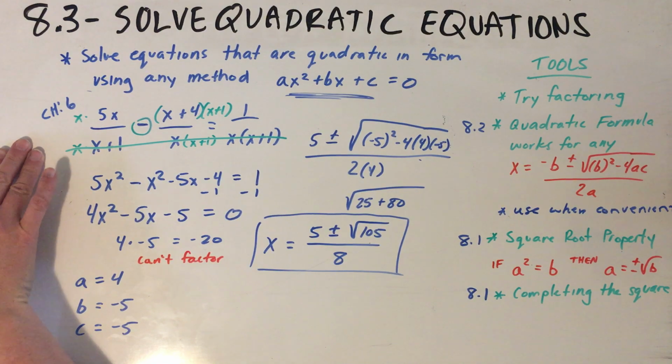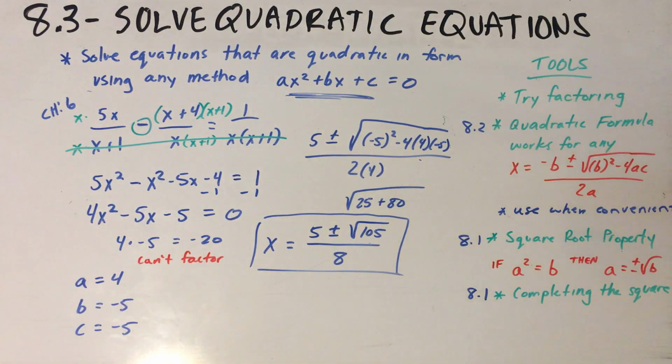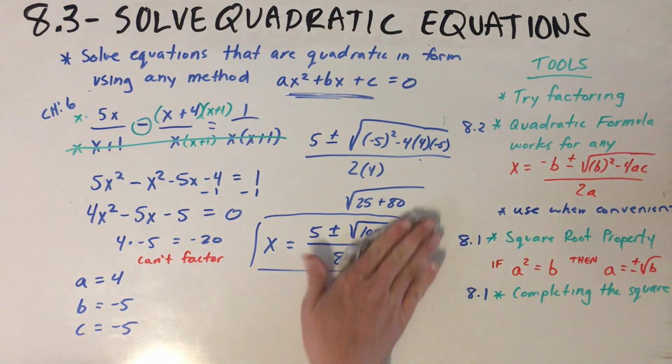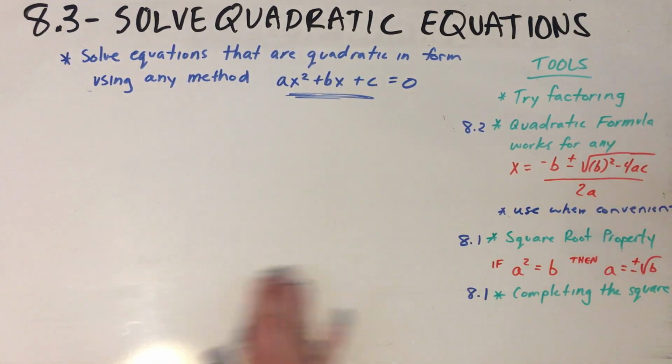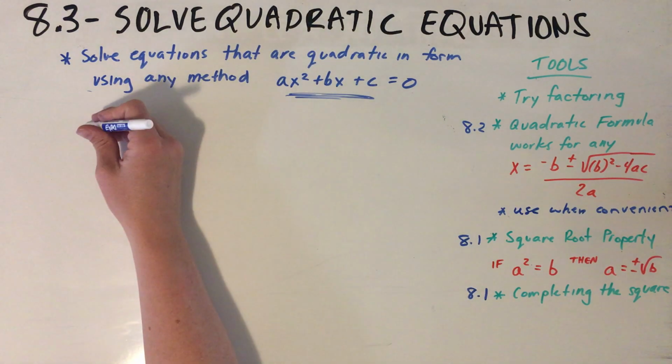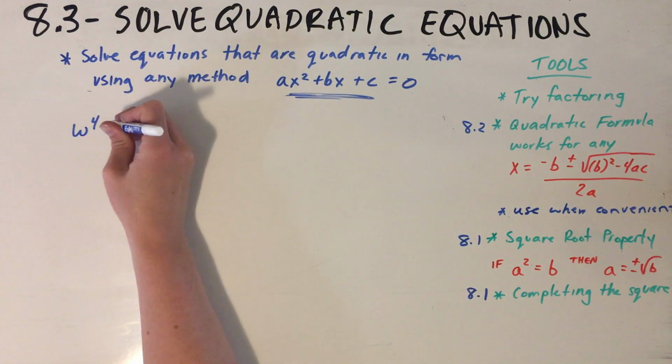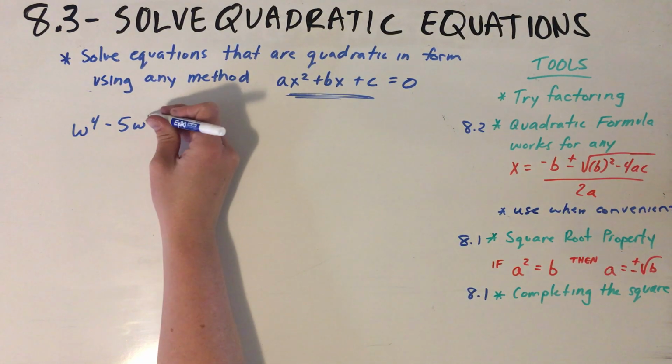So back to chapter 6. Again, this is a rational equation. And again, we're pulling everything together that we've learned so far. And I would highly encourage you, as I put these up, to pause the video and try them yourself and see if you can get the answer.